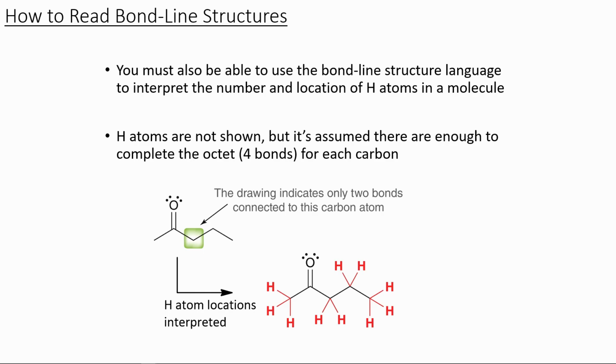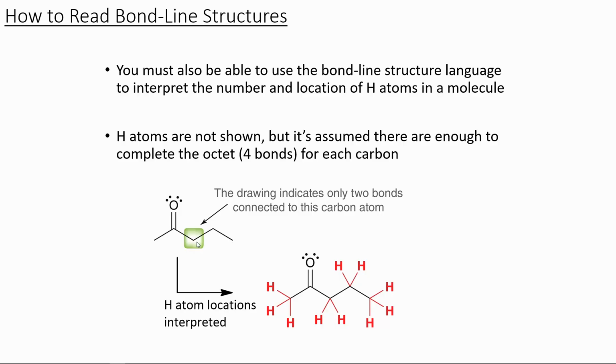Since the hydrogen atoms are going to be implied, we're going to have to create a set of rules to understand exactly how many hydrogen atoms are attached to each carbon or each other atom in the molecule. The drawing itself only indicates that there are two bonds connected to this carbon. We have one carbon-carbon bond here and one carbon-carbon bond here. But since carbon makes 4 bonds, we have to assume then that there are 2 hydrogens attached at that location.